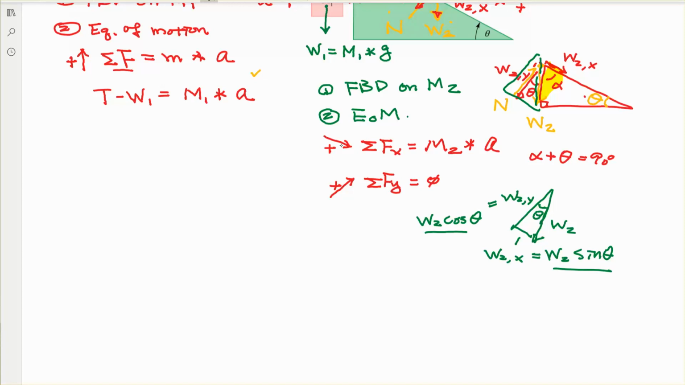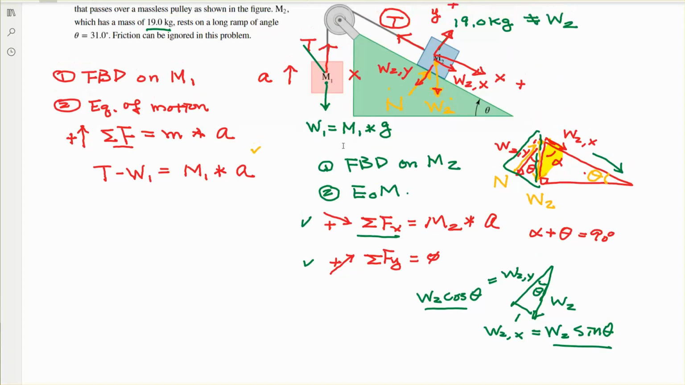Alright, once I identify this, what is the next thing I want to do? I want to write these two equations. Let's look at the x direction first. What is the x direction? The x direction is the direction along the slope. If I scroll up a little bit, you can see what the forces in the x direction are. Okay, let's write it here.